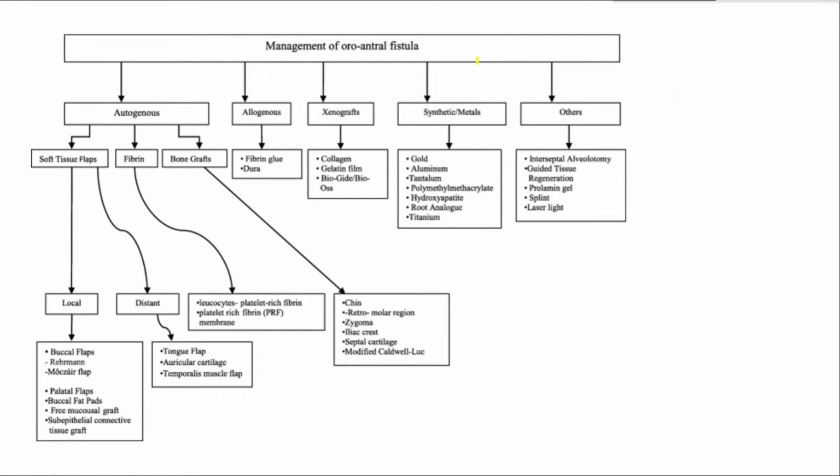This is the overall picture of how we manage oro-antral fistula. Just a small recap of that. One, we can do closure with flaps only, or use platelet-rich fibrin, or bone grafts and membrane. Or synthetic materials like titanium or hydroxyapatite, or very rarely lasers have been tried, alveolectomy has been tried.